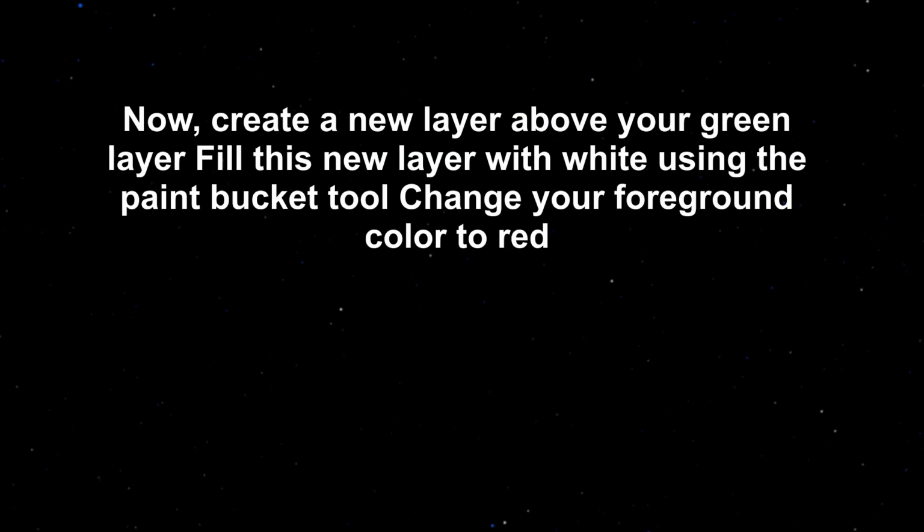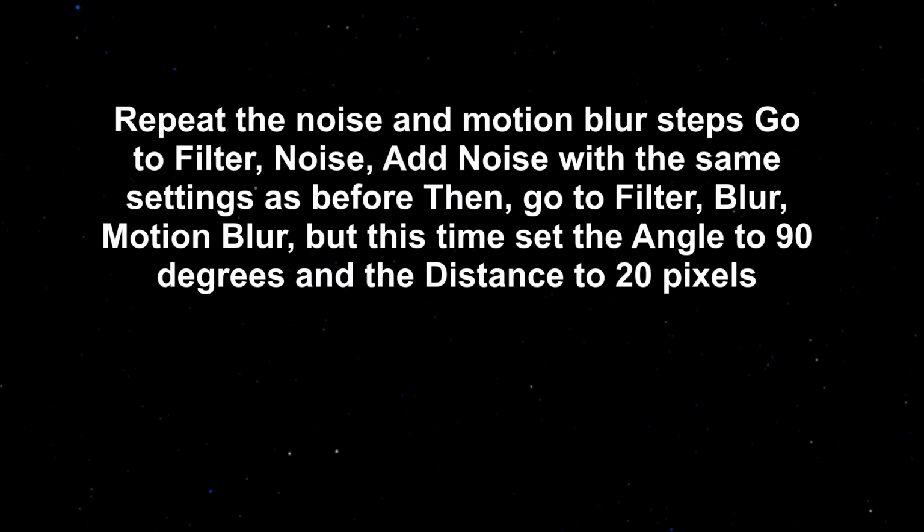Now, create a new layer above your green layer. Fill this new layer with white using the paint bucket tool. Change your foreground color to red. Repeat the noise and motion blur steps.